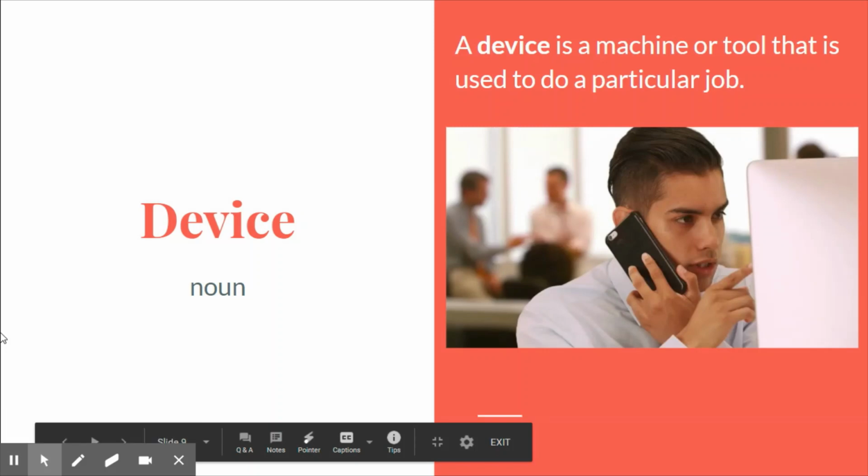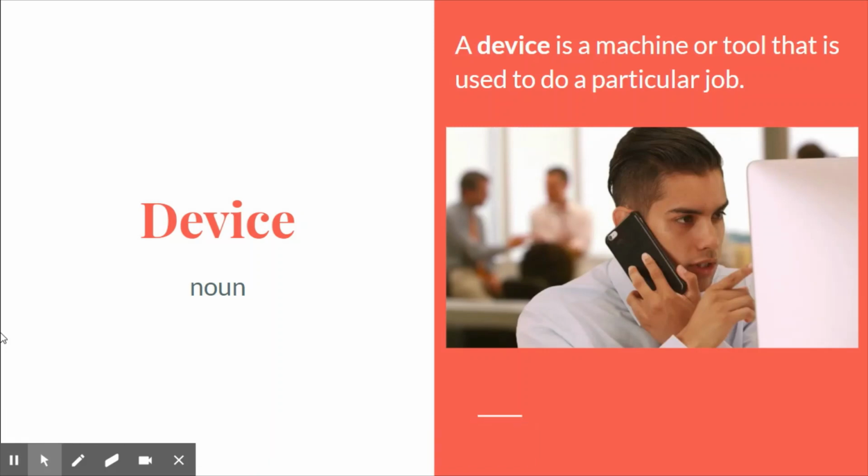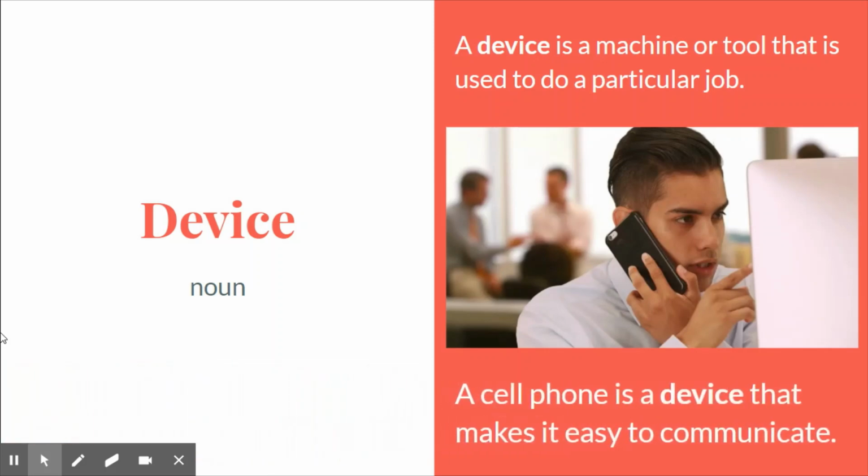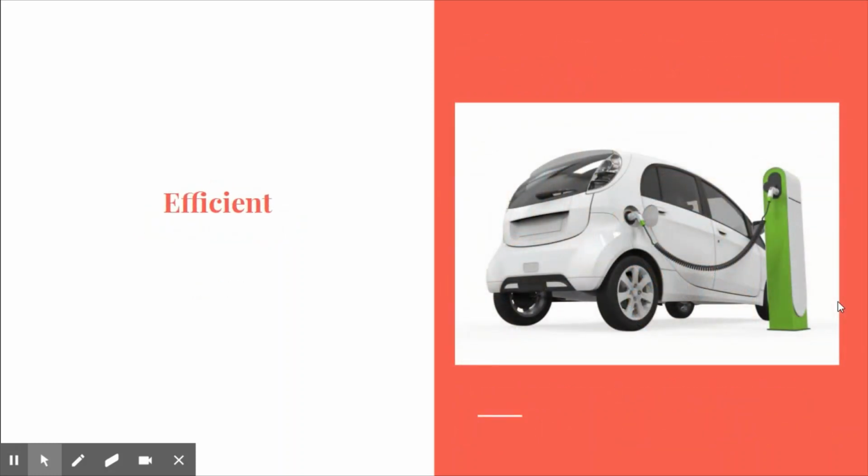Now we are going to look at this word in a sentence. Look at the illustration. A cell phone is a device that makes it easy to communicate. Can we read it together? A cell phone is a device that makes it easy to communicate. Next word is efficient.